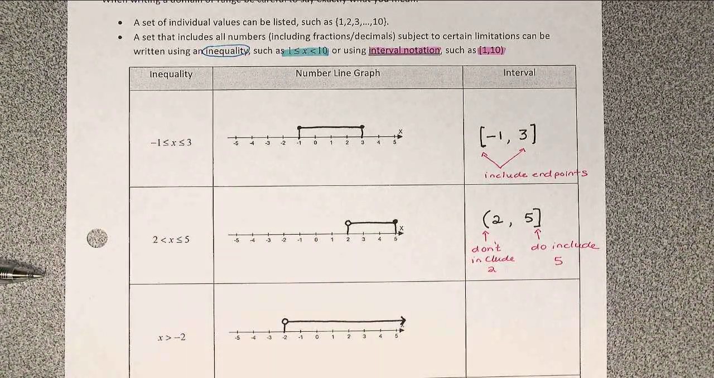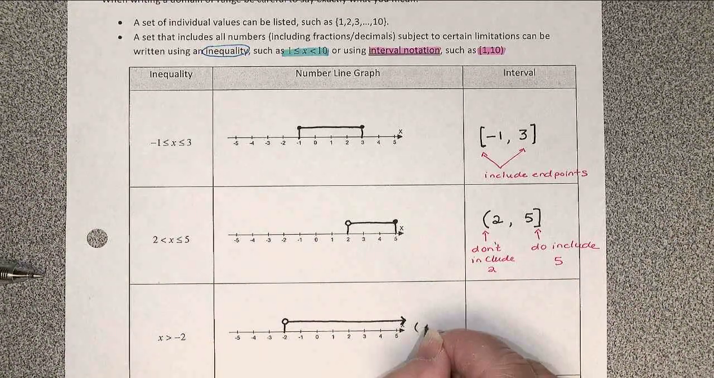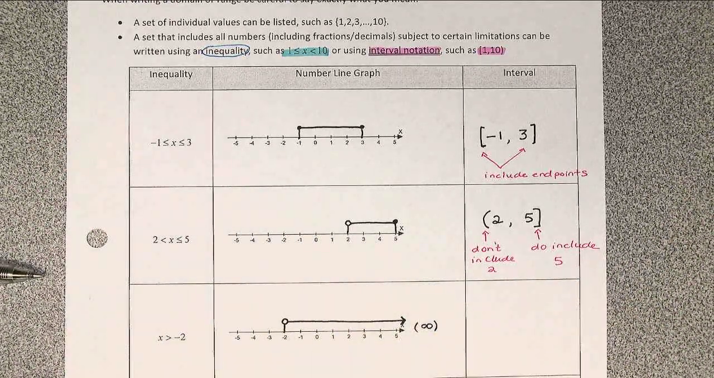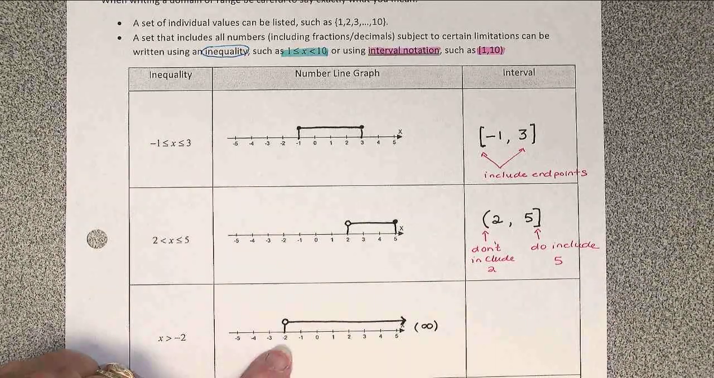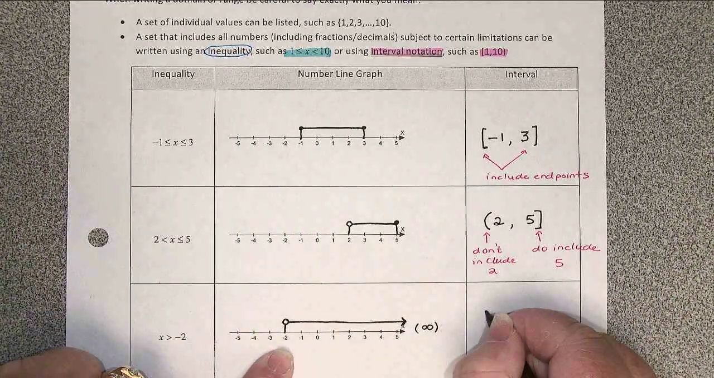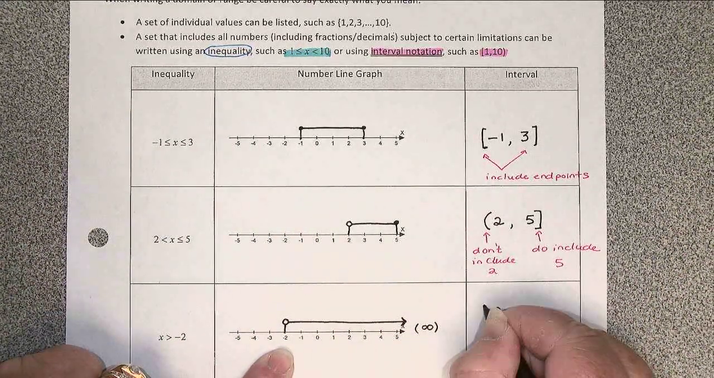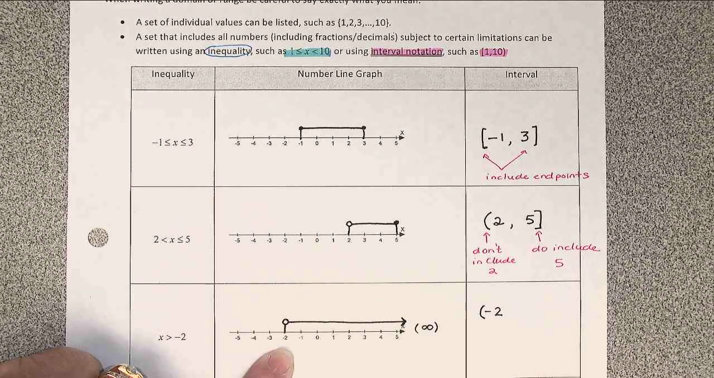When this happens, we want to imagine that we're going out forever or towards infinity. Mathematically, infinity is not actually a number, it's more of a concept, but I'll just sort of show the infinity as what we're heading towards, just to help us write the interval. So I'll begin at negative 2, with a parenthesis since it's not included.